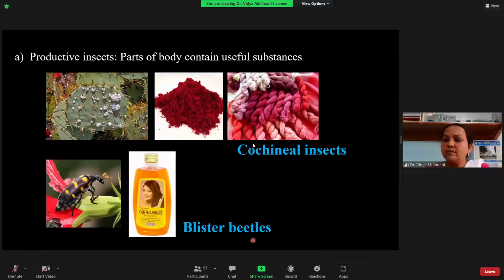The next you have is the blister beetle. So you know that this beetle will secrete cantharidin. Okay. This cantharidin is secreted in a small quantity. From this blister beetle, we are going to prepare a hair oil. So that is cantharidin hair oil, which is available in the market. And I don't know how it is helping us. Okay. So that is what you can see from the blister beetle. We are getting cantharidin, from where we are preparing the hair oil.